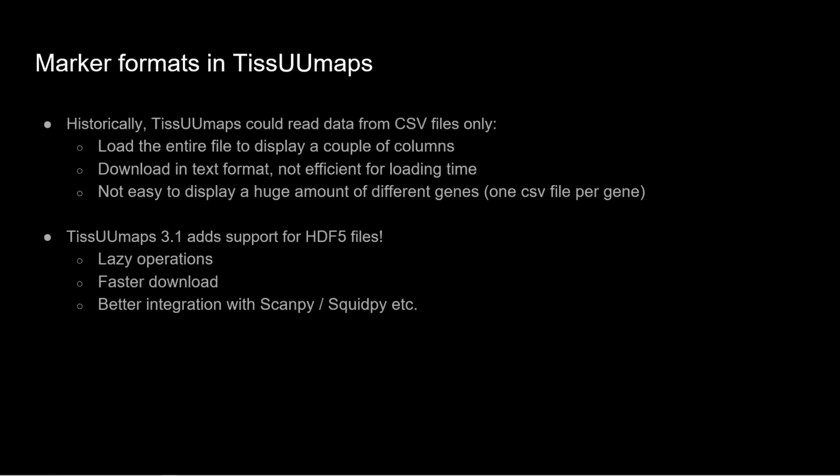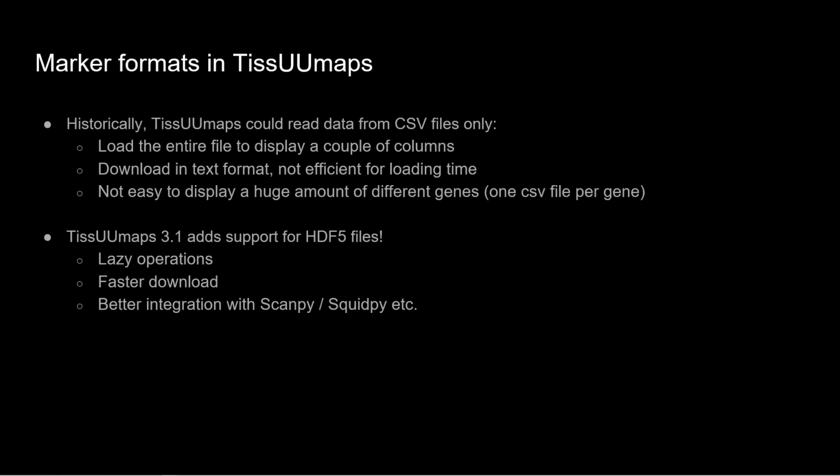So to go back to the marker formats and to HDF5 format, historically TissUUmaps could read data from CSV files only. A CSV file is comma-separated values, which means you have a big table of values in one file, in text format. And in TissUUmaps, you had to load the entire file to display just the columns you want. So if you have X, Y, cell type, quality, and other things, you need to load all of it.